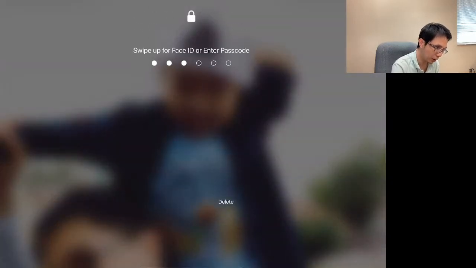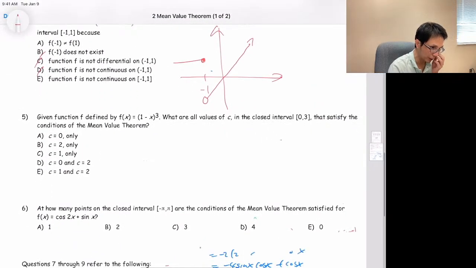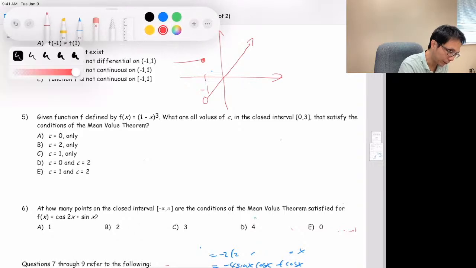Okay, so I want to talk about the mean value theorem calculations. For this case, the calculation of number 5. And I like this question because it is not very difficult. It's very, very easy. So let's read this question together.